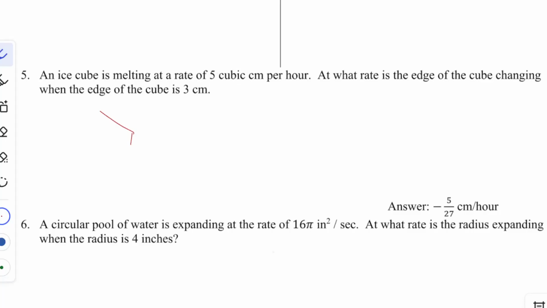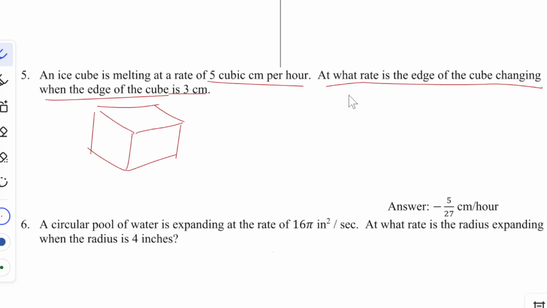An ice cube melting at a rate of 5. At what rate is the edge of the cube changing when the edge of the cube is 3 centimeters? So I know the equation we're interested in is the volume because it's melting at a rate of volume per hour. Cubic centimeters. It's volume. So I'm going to write out the volume equation for a cube, which is just side cubed.